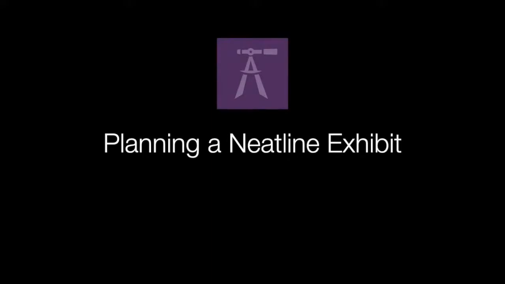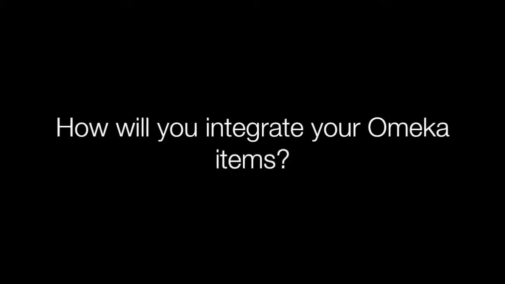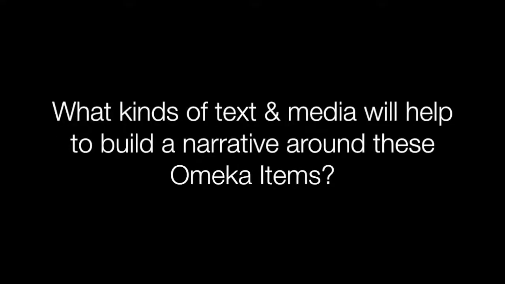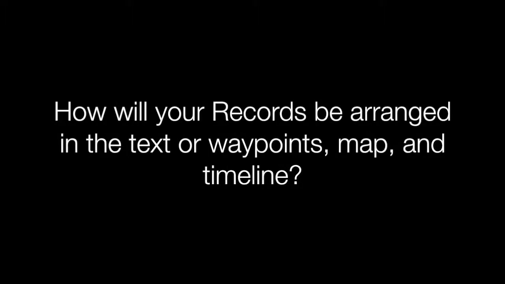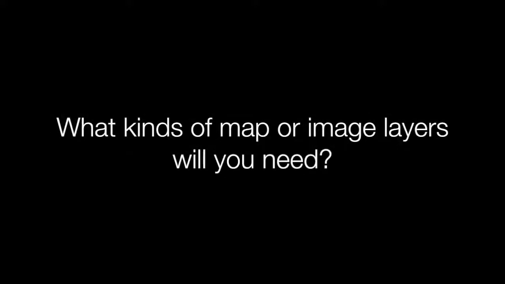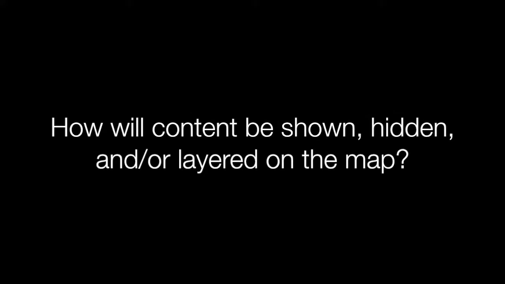As you begin planning your Neatline exhibit, consider the following questions. What is the overall story you are telling? How will you integrate your Omeka items into that story? What kinds of additional text and media will you add to your records to create a narrative around these Omeka items? How will your items and records be ordered in the text or waypoints, map, and timeline? How will they appear on your map, timeline, and in waypoints or text? What kinds of map or image layers will you use? How will content be shown, hidden, and layered on the map?